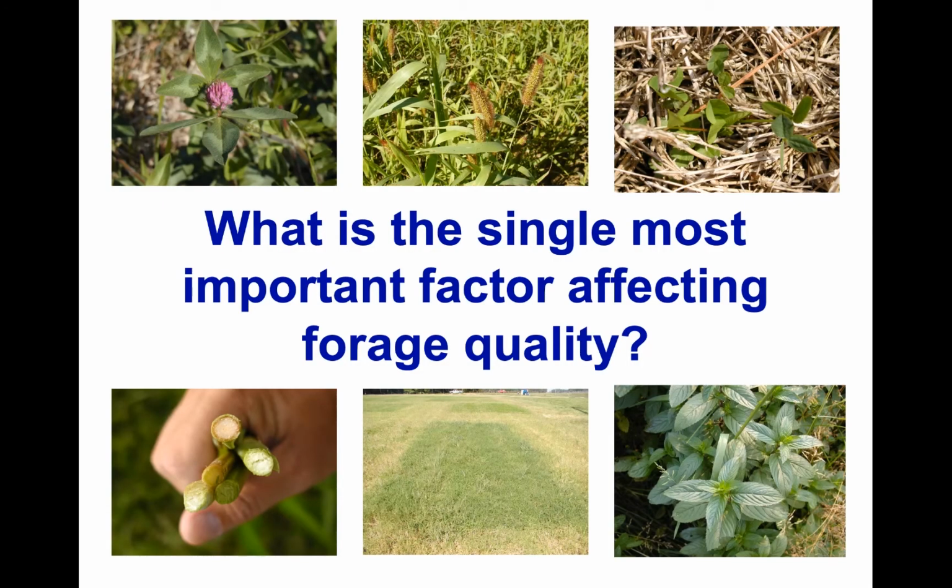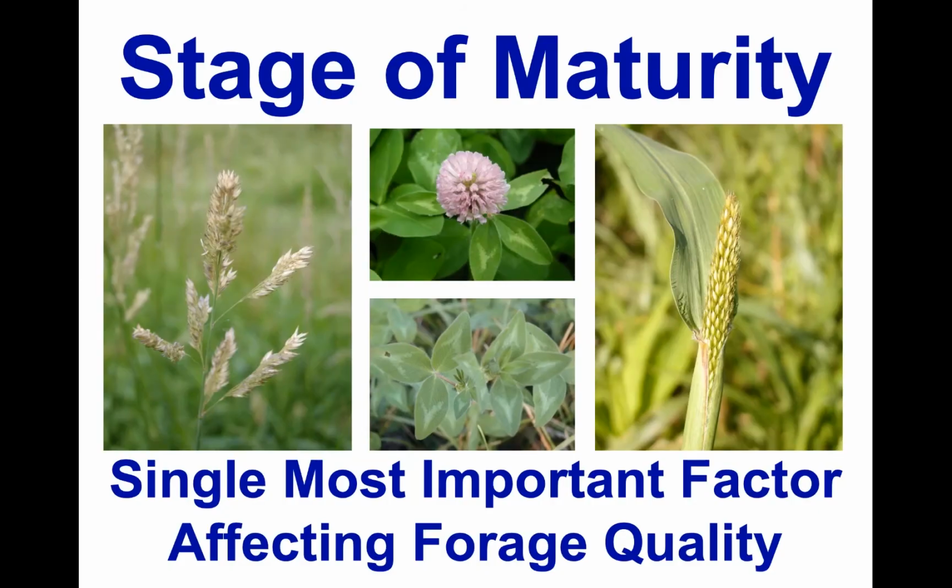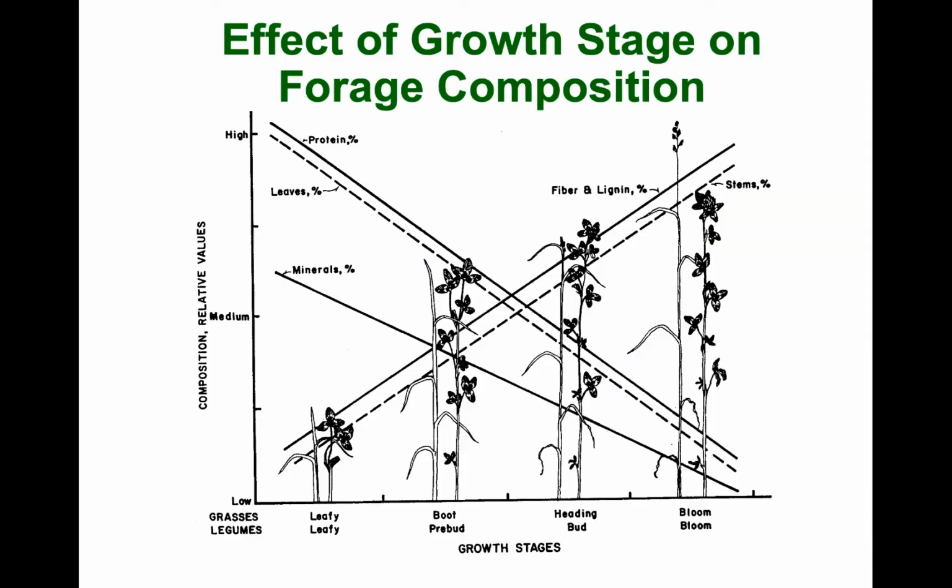All right, let's change gears a little bit and talk about the single most important factor impacting forage quality, and that's stage of maturity at harvest. This is the single most important factor. If you take two things home tonight, if you want to improve hay production and quality on your farm, you need to get a soil test, and you need to cut your hay at the proper growth stage.